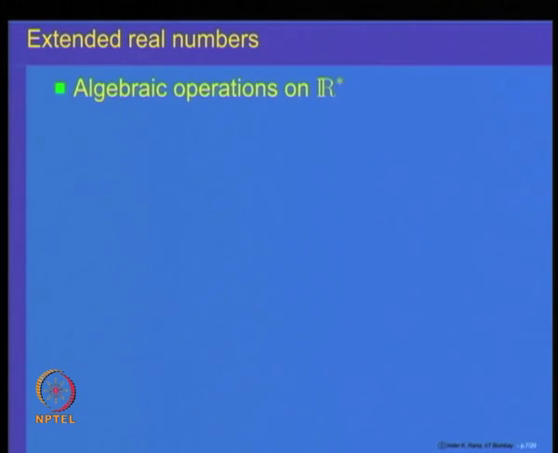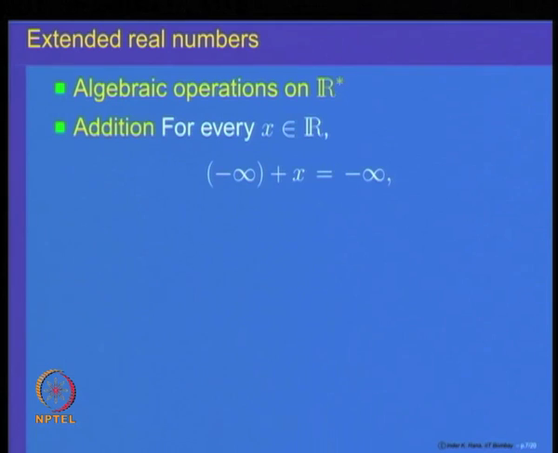For real numbers x and y, we already know what x plus y is, but for the two new symbols, infinity and minus infinity, how are these operations defined? For every x belonging to R, if you add minus infinity to x, you get minus infinity. That is the rule we are specifying. And similarly, plus infinity plus x is equal to plus infinity. Whatever be x, positive or negative, when added to minus infinity, you get minus infinity, and when added to plus infinity, you get plus infinity.